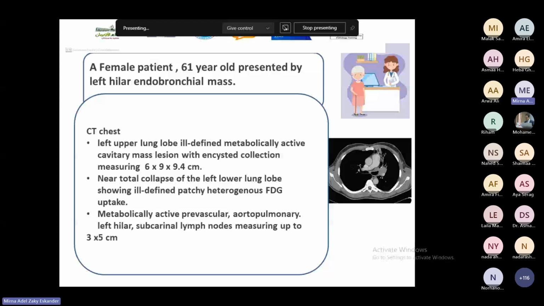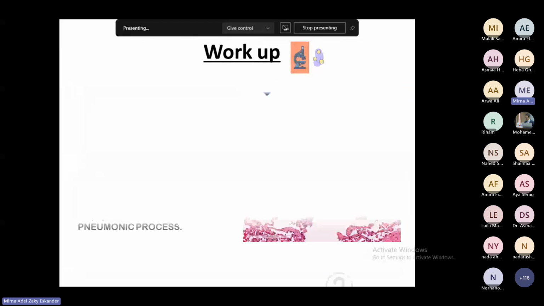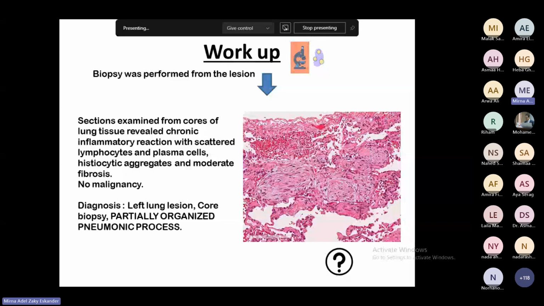We started the workup of the case with a biopsy that showed only cores of lung tissue, which revealed a chronic inflammatory reaction with scattered lymphocytes and plasma cells, and leukocytic aggregates with moderate fibrosis with no malignancy. So it showed a partially organized pneumonic process.